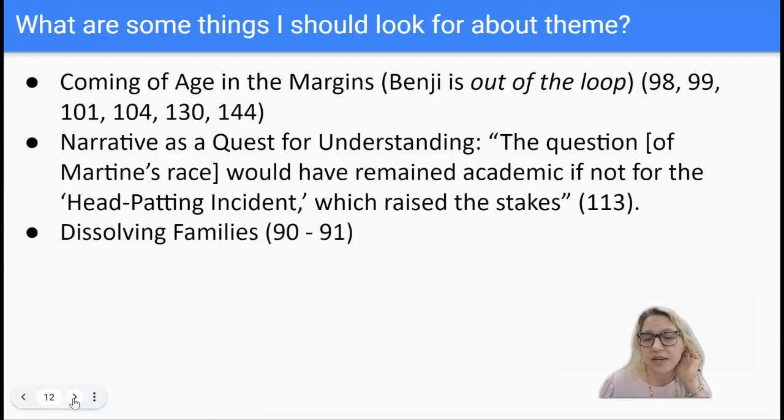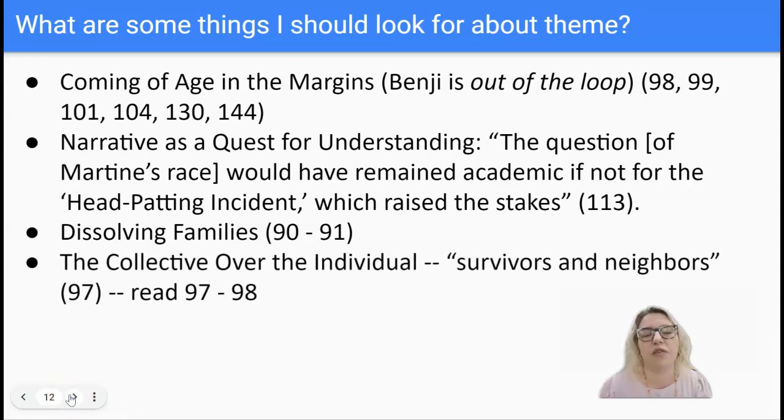Dissolving families comes up on 90 and 91. We hear this is also partly why the stench was so bad in his house, because he had closed all the windows because of his father yelling so loudly at his mother one evening, and Benji being embarrassed and wanting to stop the noise from escaping the house. We also hear about the collective over the individual on pages 97 and 98, and he talks about the inhabitants in Sag Harbor as being both survivors and neighbors. Take a look at that part for this theme.